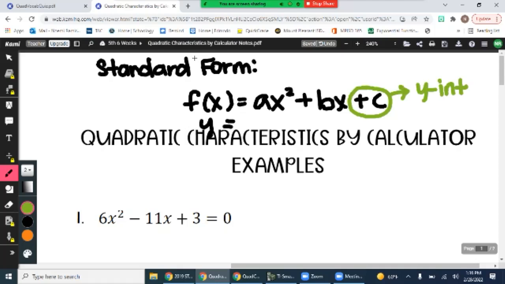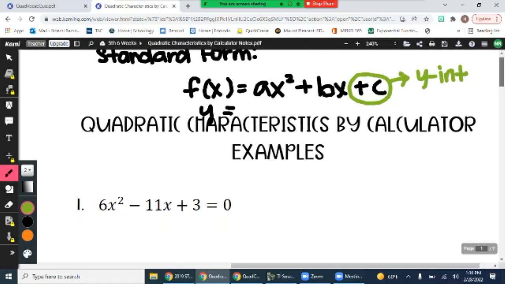So if you're given an equation and you have a number that's out there by itself, not attached to an x, not a coefficient of x or x squared, that is your y-intercept. But I will also show you how to find that using the calculator.